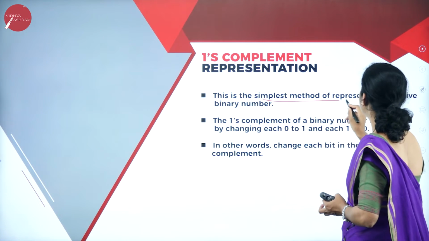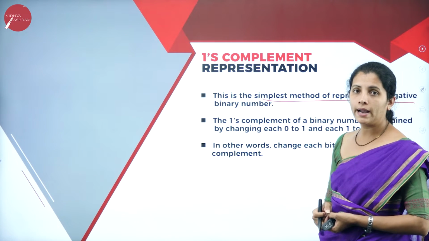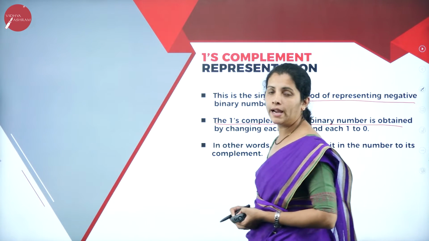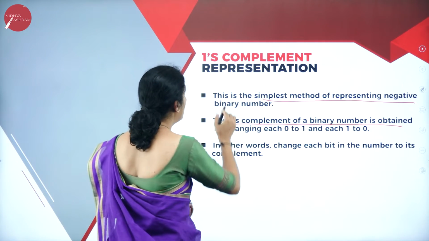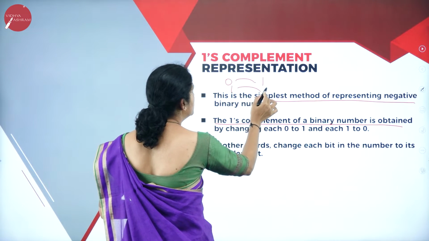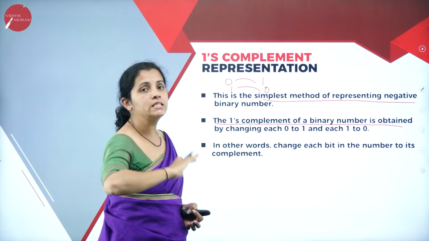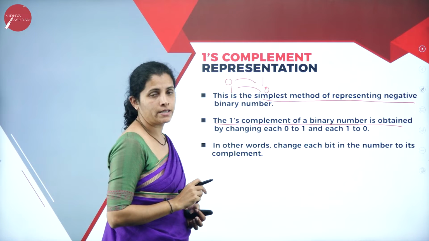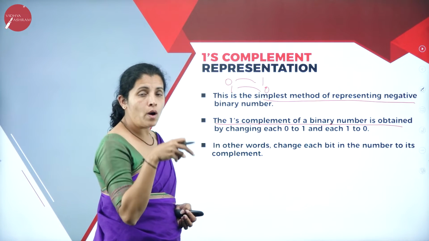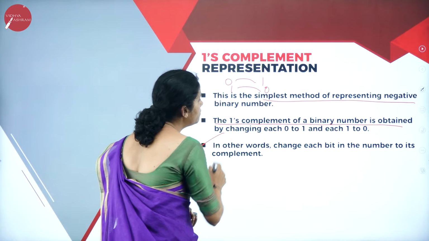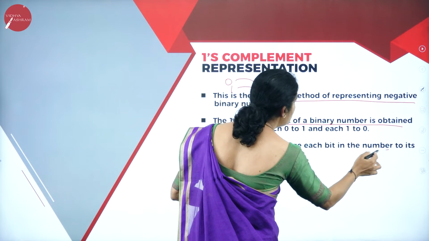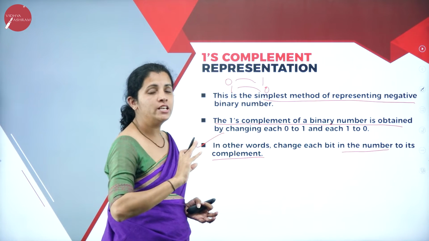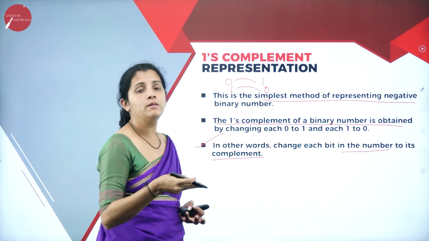This is the simplest method of representing a negative binary number. The ones complement of a binary number is obtained by changing 0 to 1 and 1 to 0. So in the ones complement method, I am just inverting the bits, writing the complement of each bit. For 0, I will write 1. For 1, I will write 0. In other words, change each bit in the number to its complement. I am going to interchange the bits. If I have 1, I will write 0.